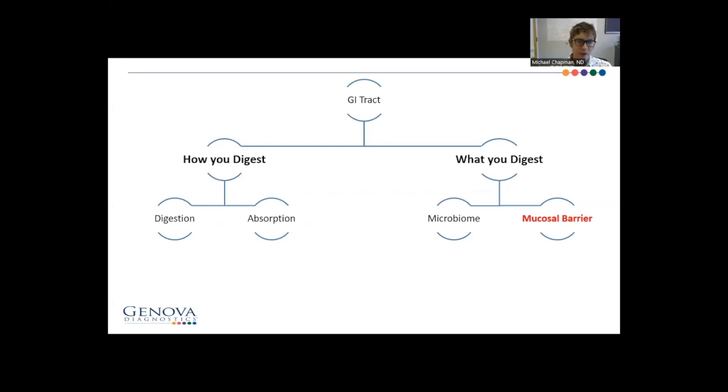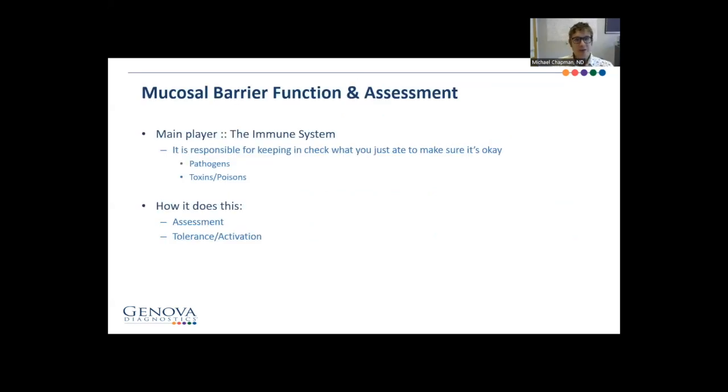Lastly, we have this mucosal barrier. And man, this is amazing. This is how that mucosal barrier interacts with the external world. I think of it almost like I mentioned before, think of your skin, right? That interface with the external world has to be kept in check at such a high degree of precision. And this is where the immune system comes in, and it's responsible for doing just that. It's making sure what you ate is okay. And if it's not, if there's pathogens, if there's toxins, poisons, it's got to react. And it does this through two facets. It assesses, and then it decides whether to tolerate or to become active.